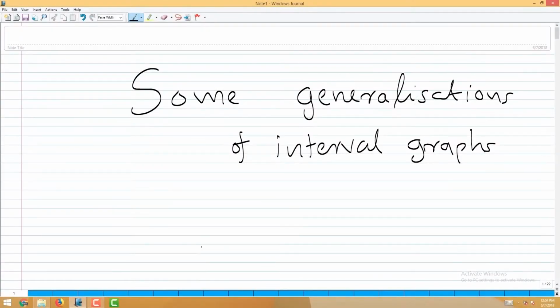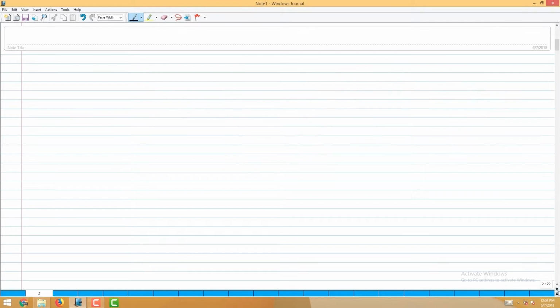Starting from interval graphs, we were considering some generalizations, for instance, circular arc graphs in the last class. Now I will tell you about some other graph classes, which come from attempts to generalize interval graphs further to higher dimensions.